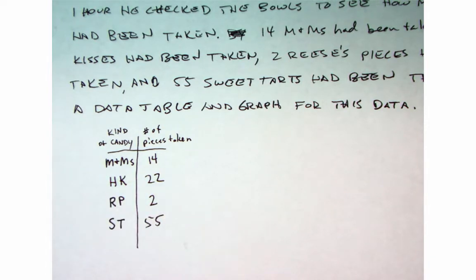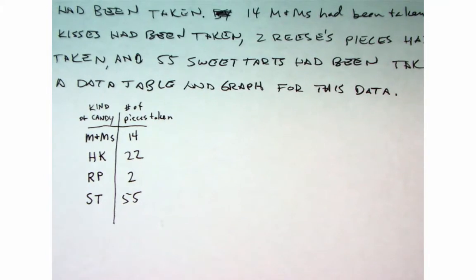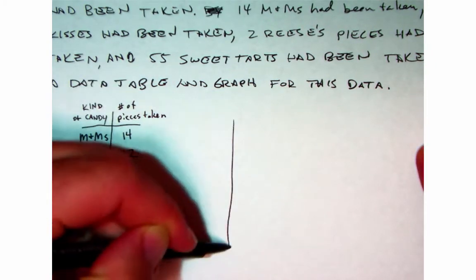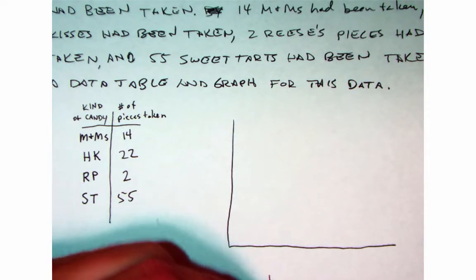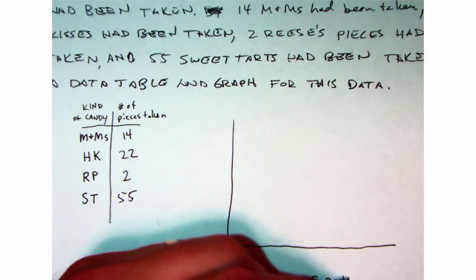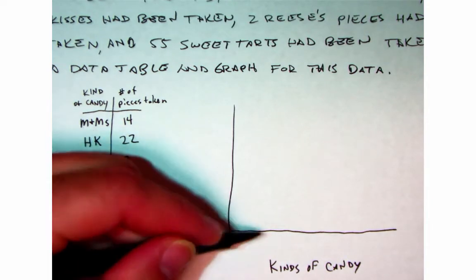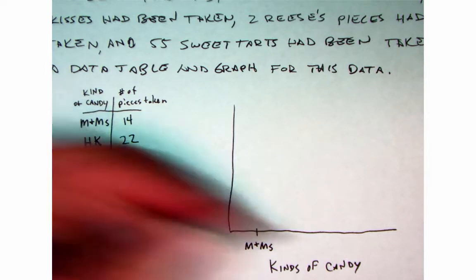Now, I want to graph that data. So let's make an axis here. On my x-axis, I'm going to put my independent variable, so this is going to be kinds of candy. And I'm just going to mark out different ones. I can't really make a scale for this because they're not numbers, so I'll just make different marks.